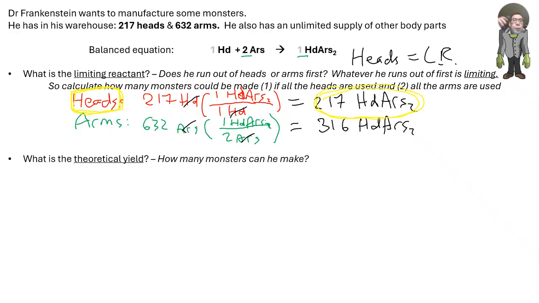Okay, the next question after identifying the limiting reactant is, what is the theoretical yield? How many monsters can he make? He can make the smaller one out of these two numbers, which is 217. Because once you get to the 217th monster, you're out of heads. Doesn't matter that you have more arms, doesn't matter that you have more legs or more torsos, you're out of heads. Can't make any more. And so the theoretical yield in terms of the number of monsters is 217 monsters.